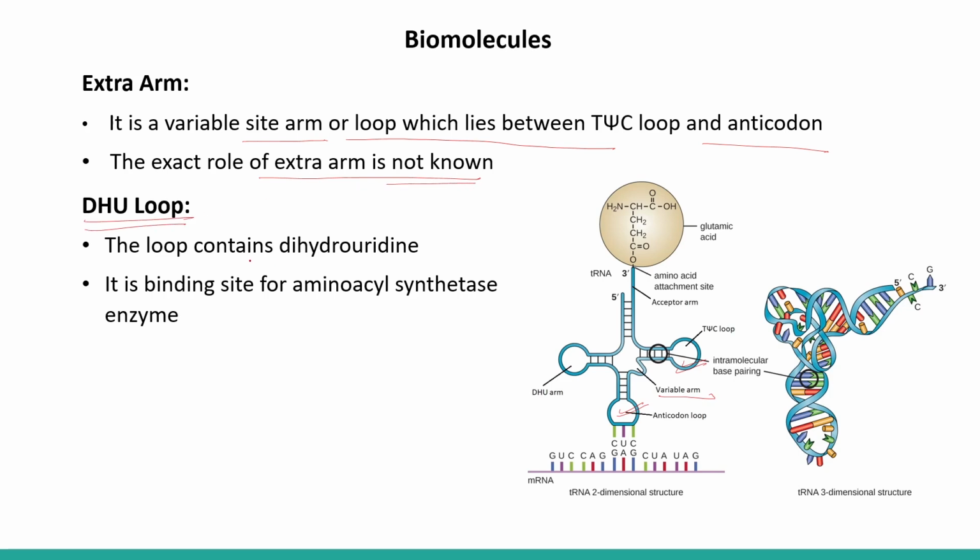DHU loop. This loop contains the dihydrouridine. This is again modification of the uridine. It is the binding site of amino acyl synthetase enzyme. This is very, very important. So DHU arm is important as it is the binding site of the amino acyl synthetase enzyme.